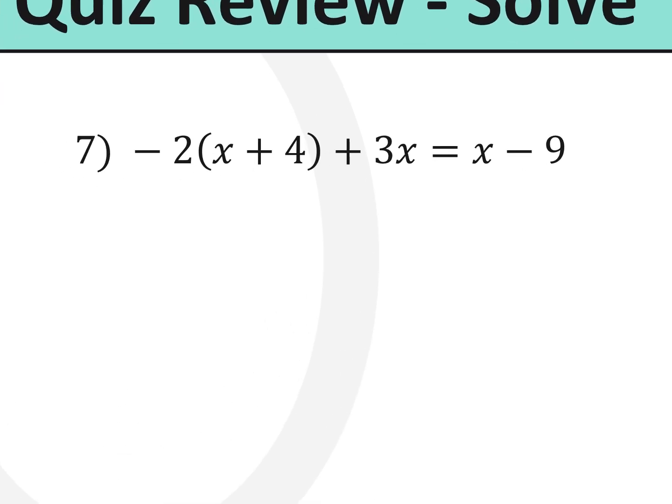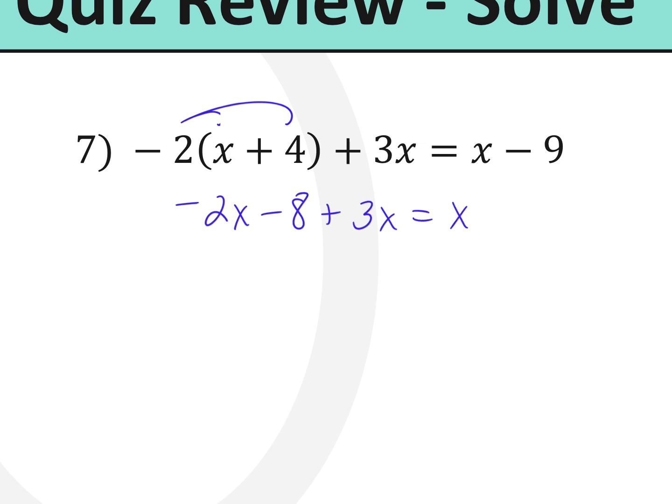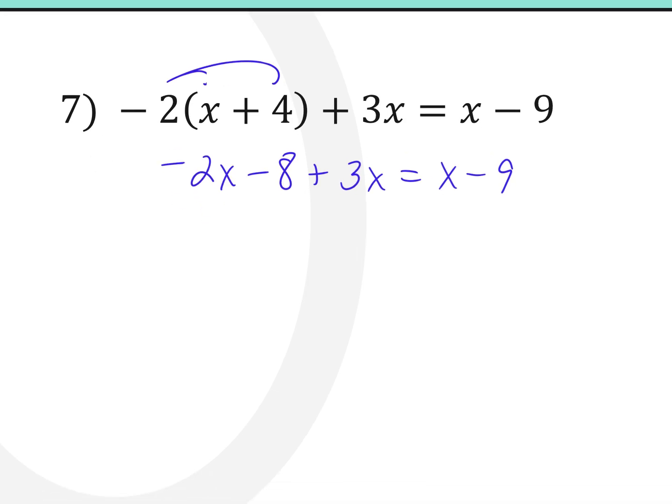All right, let's talk about this one. How many answers? 1. Okay, where do I begin? Okay, let's distribute that negative 2. So I have negative 2x. What's negative 2 times 4? Negative 8 plus 3x equals x minus 9. Now what? Negative 2x and 3x is x, so x minus 8 equals x minus 9.